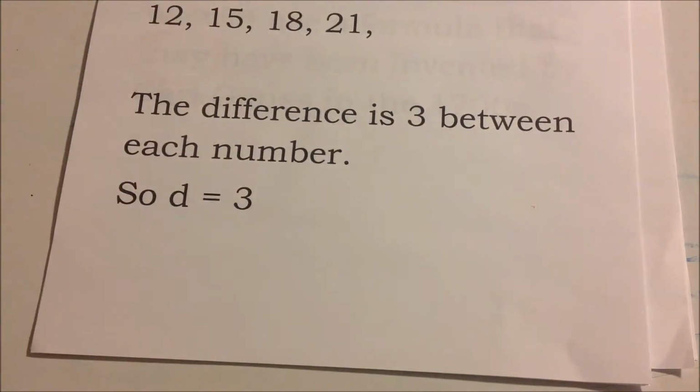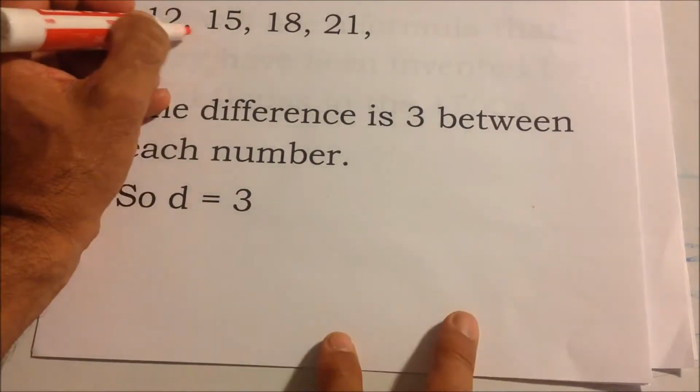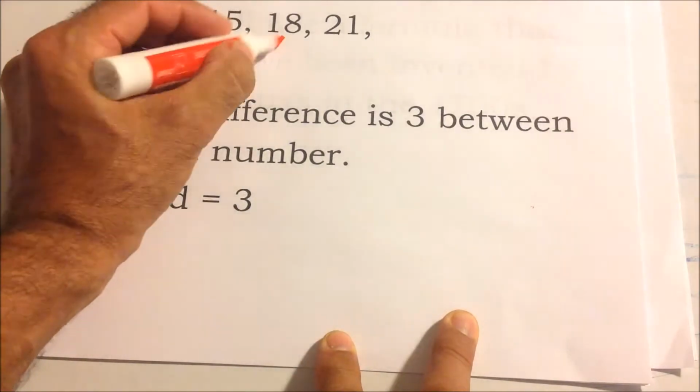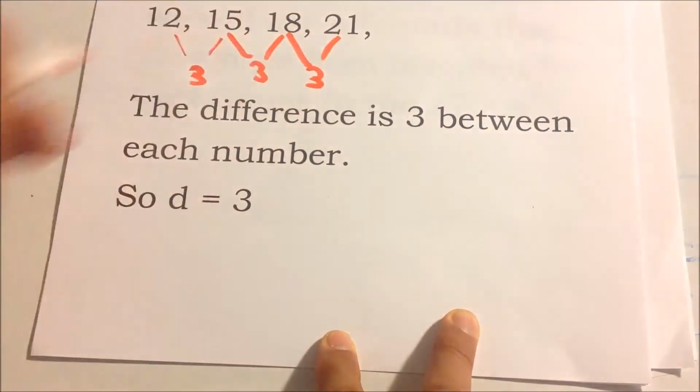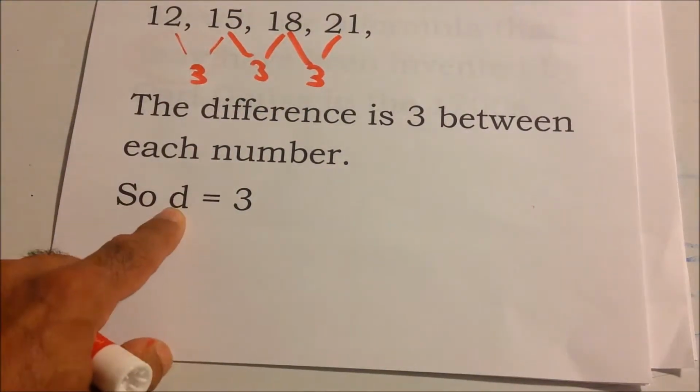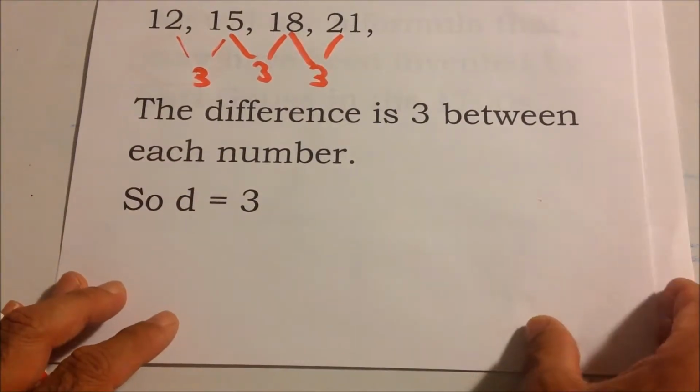So the difference in the pattern we can see is 3. Between each number is 3. And we talked about that before. So D for difference is 3. That's the first thing you want to do.